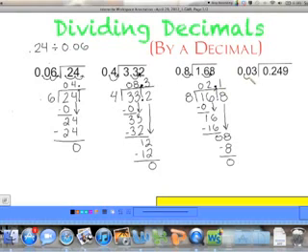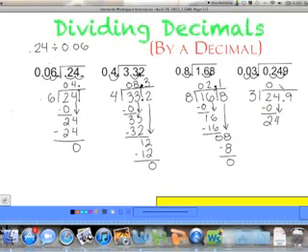Alright, in this problem we had to move our decimal over 2 times to get a whole number. So our new problem here becomes 24.9 divided by 3. 3 can fit into 2 0 times. 3 times 0 is 0. 2 minus 0 is 2. Bring down the 4.